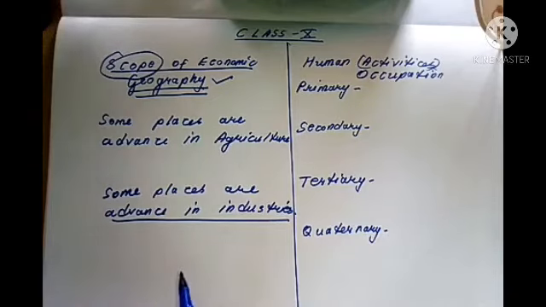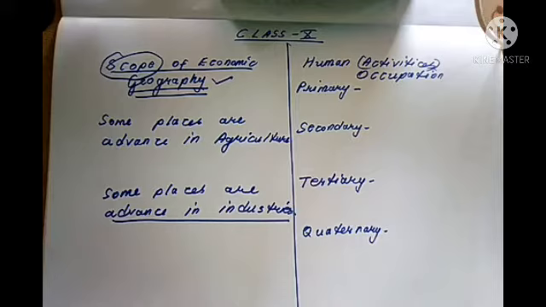Suppose India is quite developed in agriculture, but if you go to the USA, we see that the USA is both agriculturally and industrially advanced. But in spite of not having lots of resources, we see that Japan is industrially advanced. So the scope of economic geography is the extension of the study, where we need to study some places that are economically advanced in different ways and some places that are agriculturally advanced in different ways. So this is the system that we need to study.